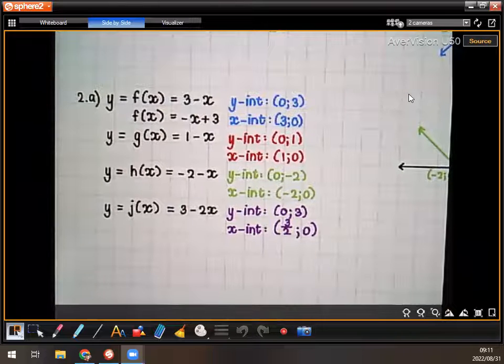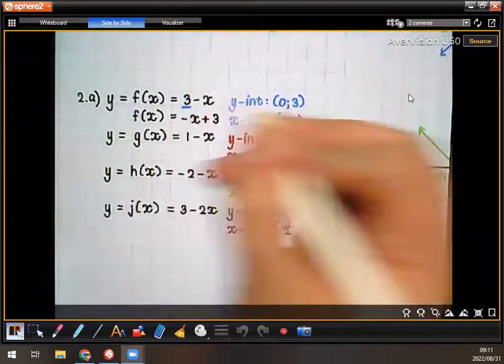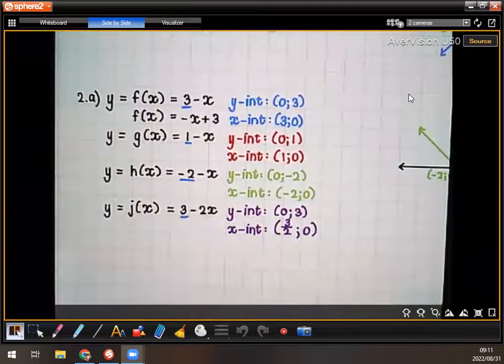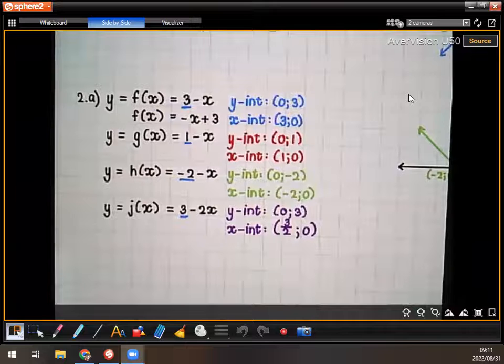Guys, did anyone disagree with my intercept there? I did it very quickly and I didn't write the whole working out, so I hope they're all fine. The y-intercept, obviously, that's the easy one to find, right? The y-intercept is always the constant term. So it was 3 in this case, and 1 for the next one, negative 2 for that one, and 3 for that one. All right, so those are the easy ones. And then to find the x-intercept, you always have to make y equal to 0 and then solve for x from there.